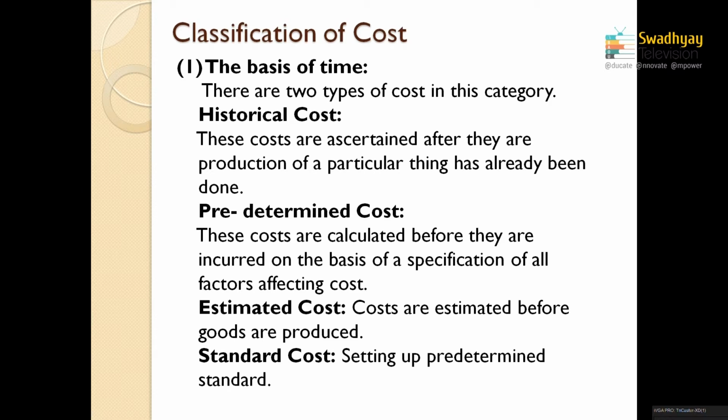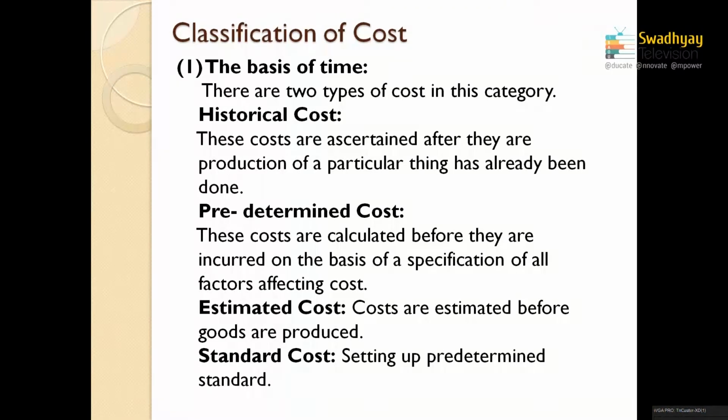What is an estimated cost? To explain this point, I want to take one example. Suppose a company is manufacturing oil products, and the main raw material for the manufacturing of the oil product is coconut. So they are manufacturing coconut oil, and the main raw material required is coconut. Now, how can the predetermined cost be understood?